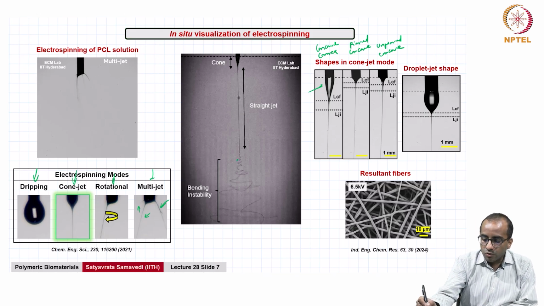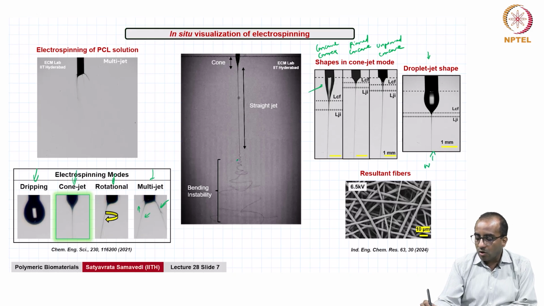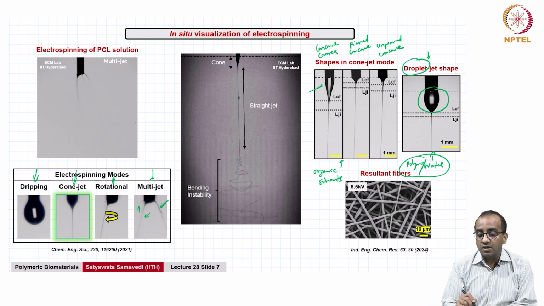And we also show here to contrast this with a droplet jet shape. So this shape is generated with water as the solvent. So this is polymer that is dissolved in water. These are polymers that are dissolved in organic solvents, which have a much lower surface tension. So you see, surface tension of the water ensures that you get something that looks like a droplet. So this would not be traditionally considered a cone jet shape. This would be considered a droplet jet shape.